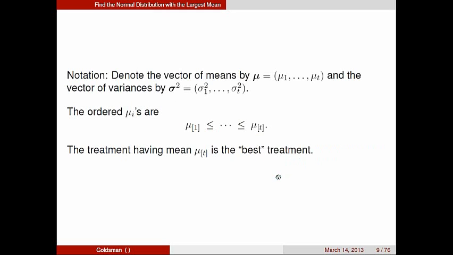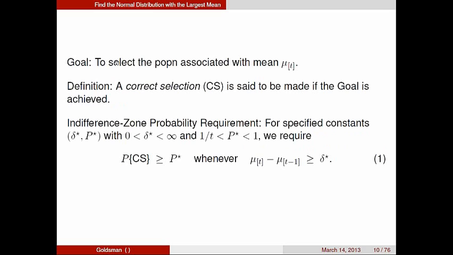Okay, it's a classic problem, very nice. How do you do it? I want to select the population associated with mean mu bracket t. And that bracket represents the largest mean. That's what's called an order statistic. So this bracket means the biggest of the competing means. I want to select the normal population that has that largest mean. If I do so correctly, by the time I'm done, I've made a correct selection. So my goal is to make a correct selection. Makes sense?